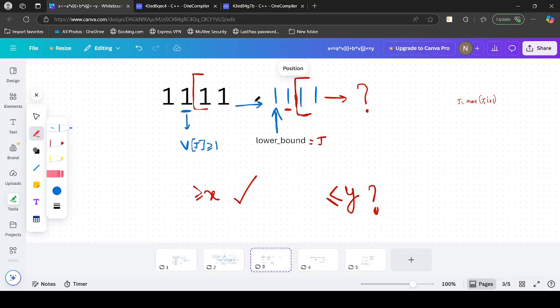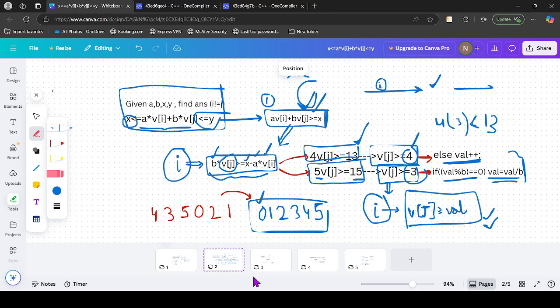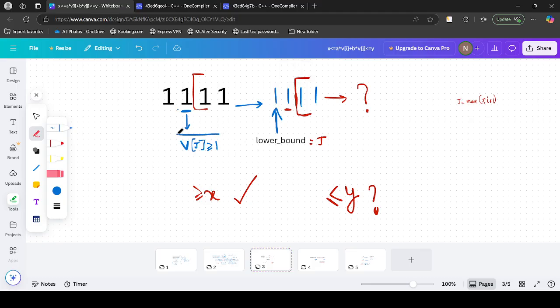So for example, the array is 1 1, all are ones, and we are at index 1. Based on this example, we found that the answer should be v of j greater than or equal to 1 to satisfy the condition. If the condition is this, then lower bound will return 0th index, because this is the first index where the value is greater than or equal to 1, right? So it will return the 0th index.